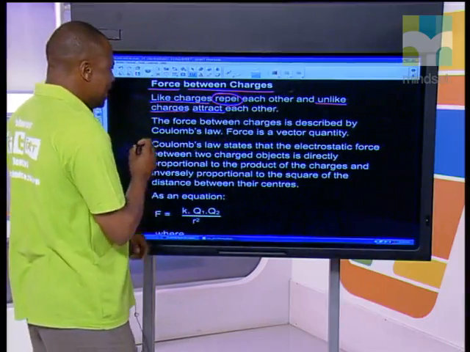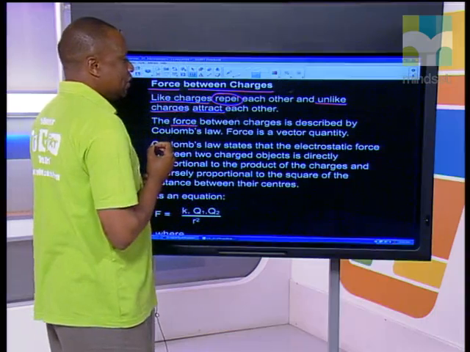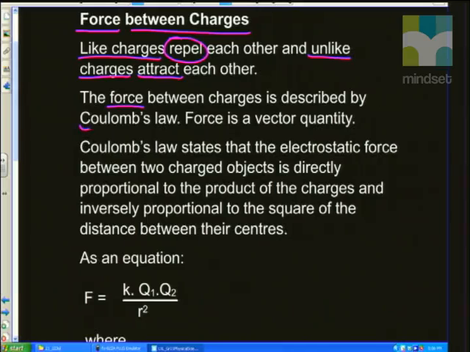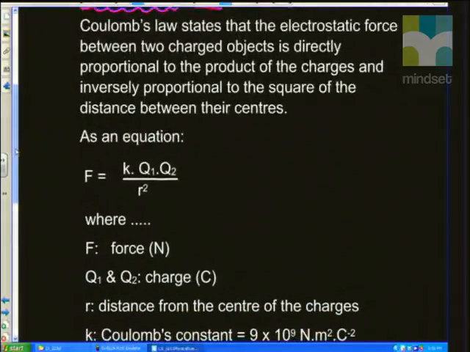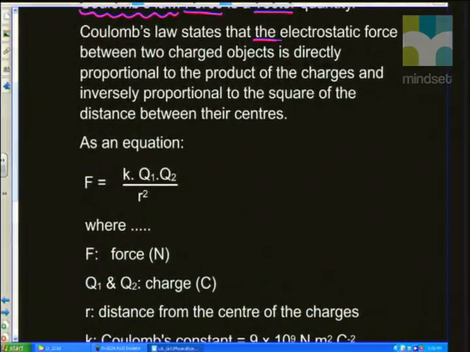Now, the force between charges is described by Coulomb's law. We also need to know that force is a vector quantity. What do we mean by this? Every time you talk about force, you need to express it in both magnitude and direction because it is a vector quantity. Coulomb's law states that the electrostatic force between two charged objects is directly proportional to the product of the charges and inversely proportional to the square of the distance between them, or between their centers.